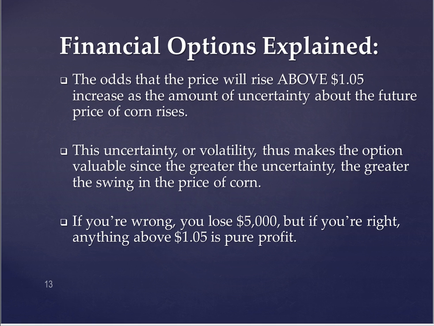In this case, it's in your interest to purchase the option because if you're wrong, you only lose $5,000. If you're right, anything above $1.05 is pure profit. So what you're doing is buying an insurance policy against changing market conditions. And in a way, what you're doing is locking in an option on the future that will give you greater flexibility.